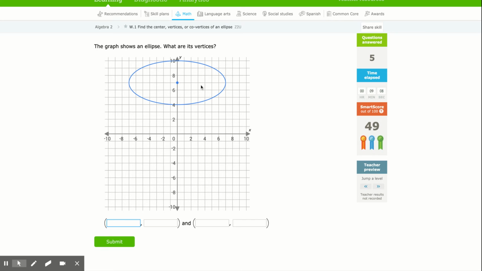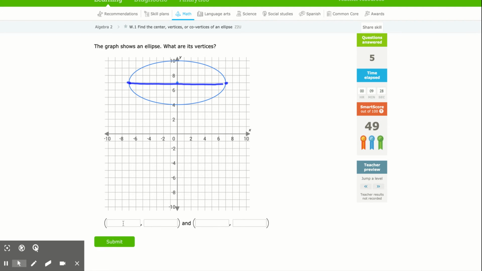What are its vertices? Now be careful. The vertices are the endpoints of the major axis. That's the longest distance. So that will be this one here. So the vertices would be this point here and this point here. Up and down would be your minor axis and your co-vertices.